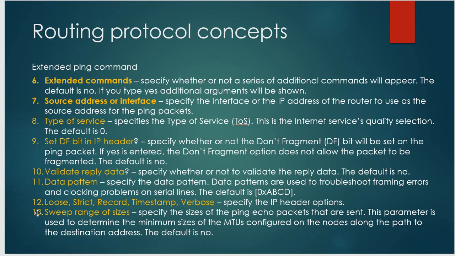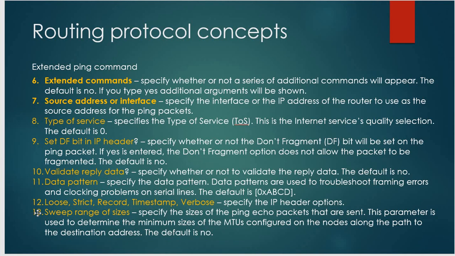And the type of service. In the IP header we also have a TOS field. In the previous unit we already explained the type of service. So we can specify the type of service. This is the internet service quality selection. The default is 0.